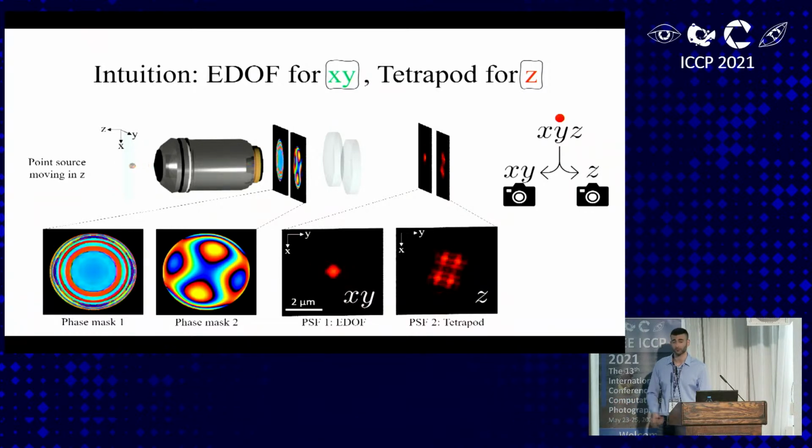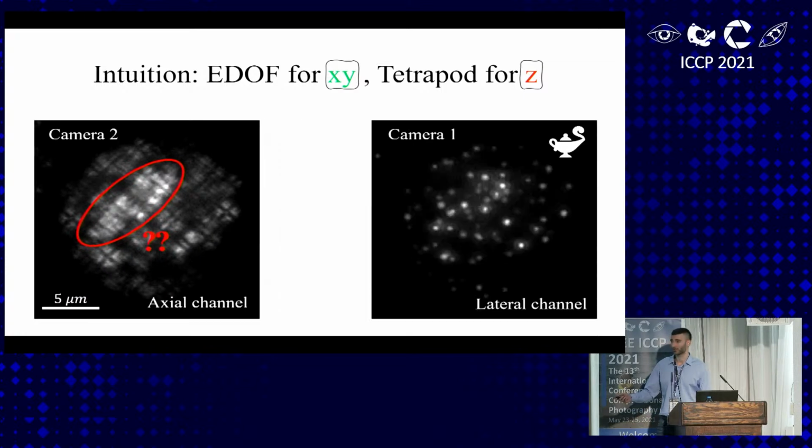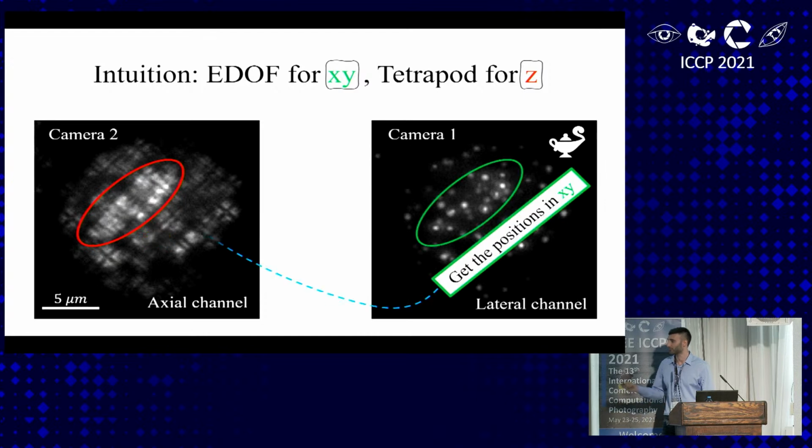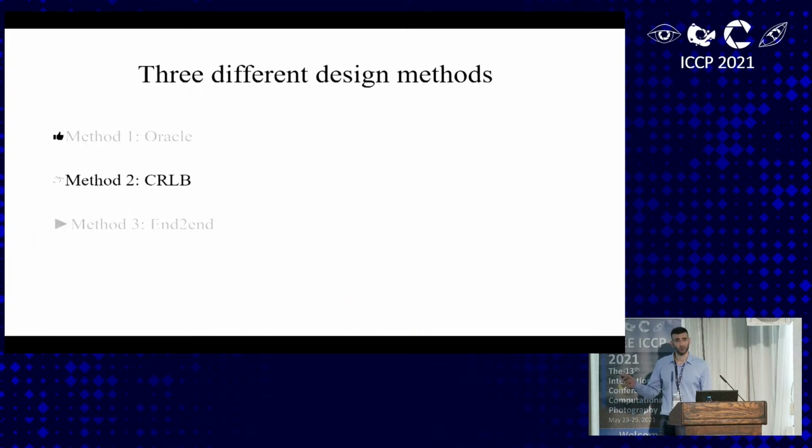encodes Z. And so now if we look back at the overlapping tetrapods in dense regions, and we're assisted with this additional measurement with the EDOF PSF, then this measurement essentially can act as an oracle, giving away the XY positions of all the emitters in the overlapping region. And therefore, the network can use this additional information as prior knowledge to solve for Z in the overlapping regions in camera 2. So that was in a nutshell method 1.